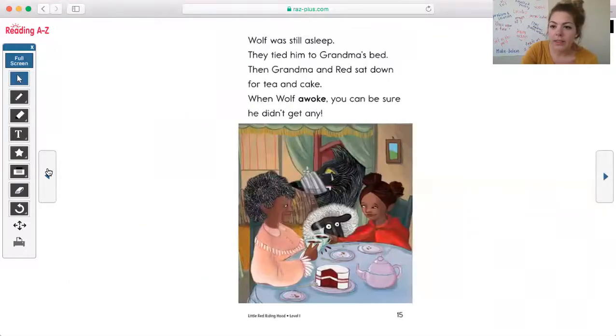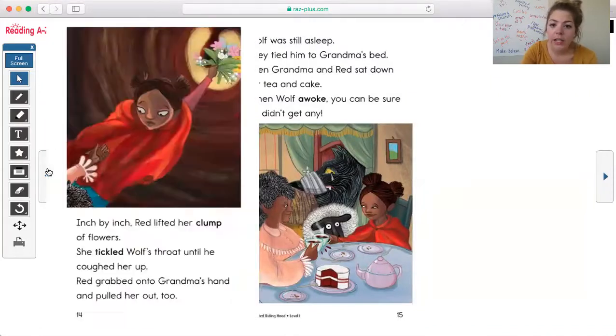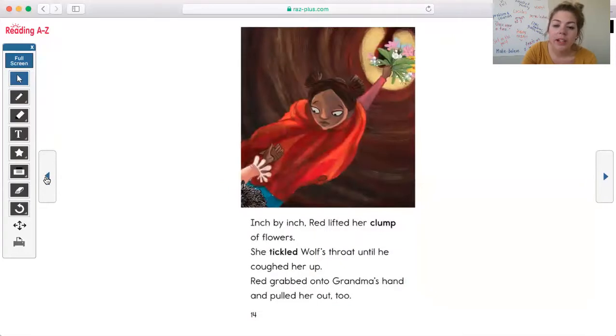I did notice that this story had a little bit of a different ending than some of the other versions of Little Red Riding Hood that I have heard. There are some stories where a hunter comes along and rescues Red Riding Hood and the grandmother that way. The hunter saves them. So in this story, I thought it was interesting that they tickled his throat and then he coughed and they came out and they were safe and sound.